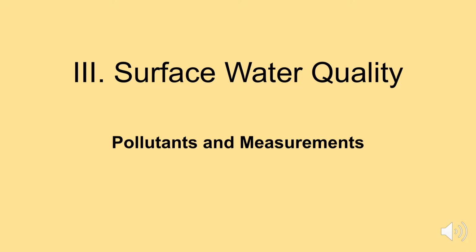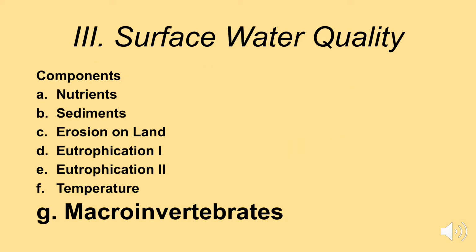Welcome back to Water Quality in the Pacific Northwest. We're currently covering a series of lectures that deal with surface water quality. We're looking at different pollutants and at the measurement of these pollutants. If we take a look at the components of this unit, you can see that we've covered nutrients, sediments, erosion on land. We've had 2 lectures on the process of eutrophication. We talked about temperature. And today we're starting the first of 2 lectures on macroinvertebrates.